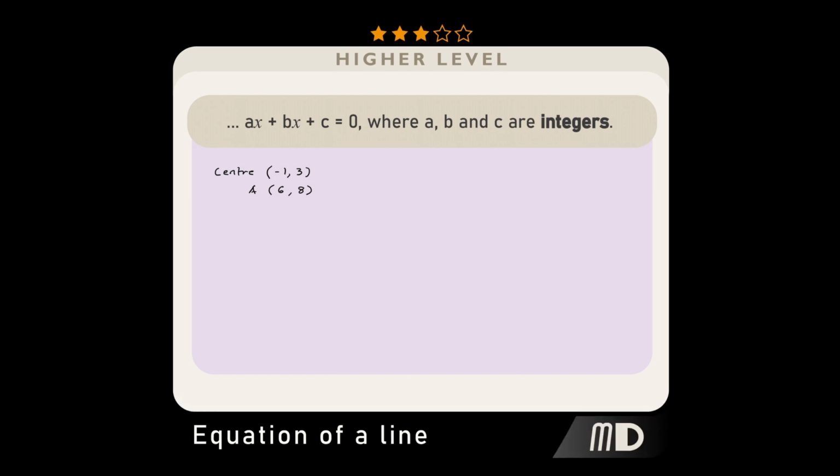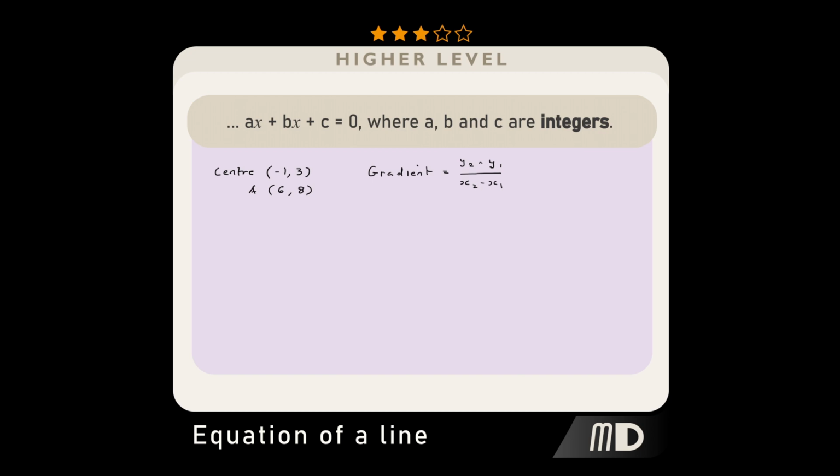The gradient of the line joining 2 points is found by dividing the difference between the y-coordinates by the difference between the x-coordinates. In other words, y2 minus y1 divided by x2 minus x1, for 2 points with the coordinates x1, y1 and x2, y2.